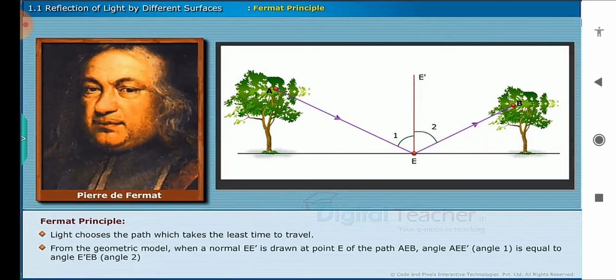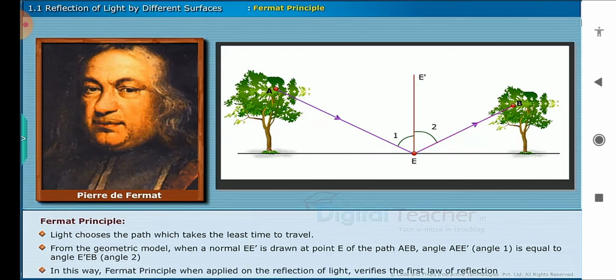From the geometric model, when a normal EE' is drawn at point E of the path AEB, angle AEE', angle 1, is equal to angle E'EB, angle 2. In this way, Fermat principle, when applied on the reflection of light, verifies the first law of reflection. Let us now try to gain more insight on the phenomenon of reflection from different surfaces.